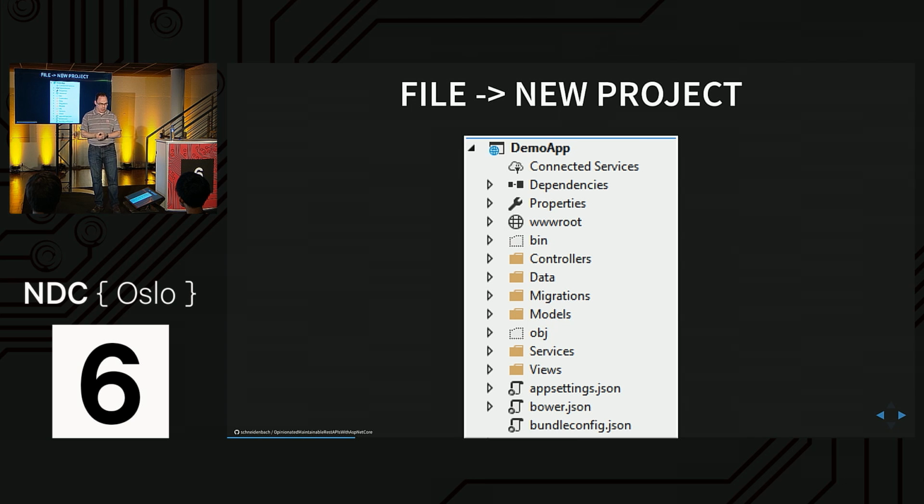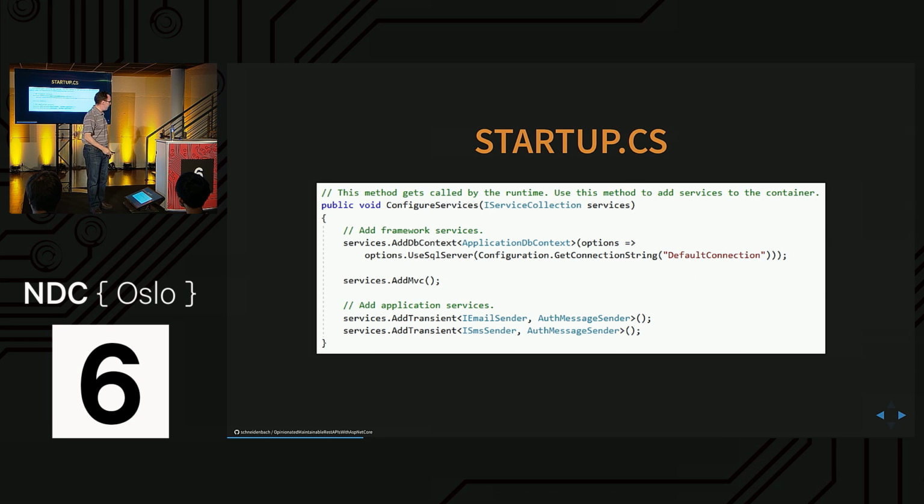You have this is a little different. So web config, some of its functionality has been replaced with the app settings.json file, right? There's a couple other things, including the startup.cs. The startup.cs is a lot different now.